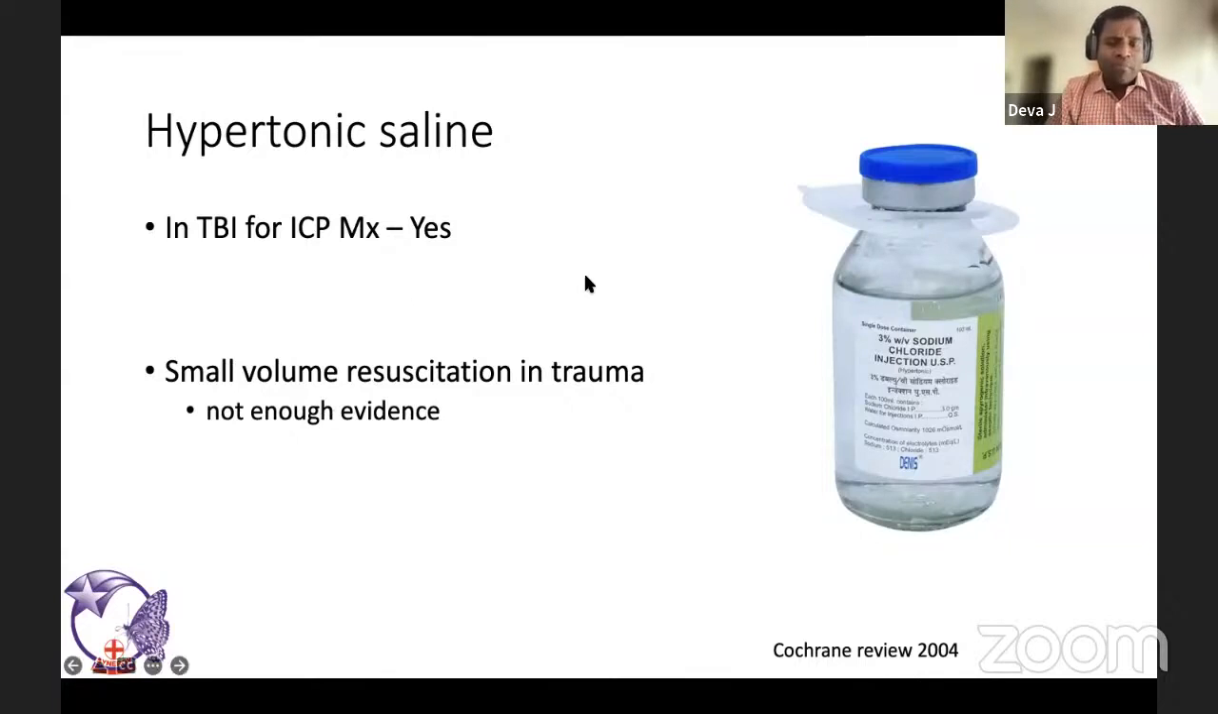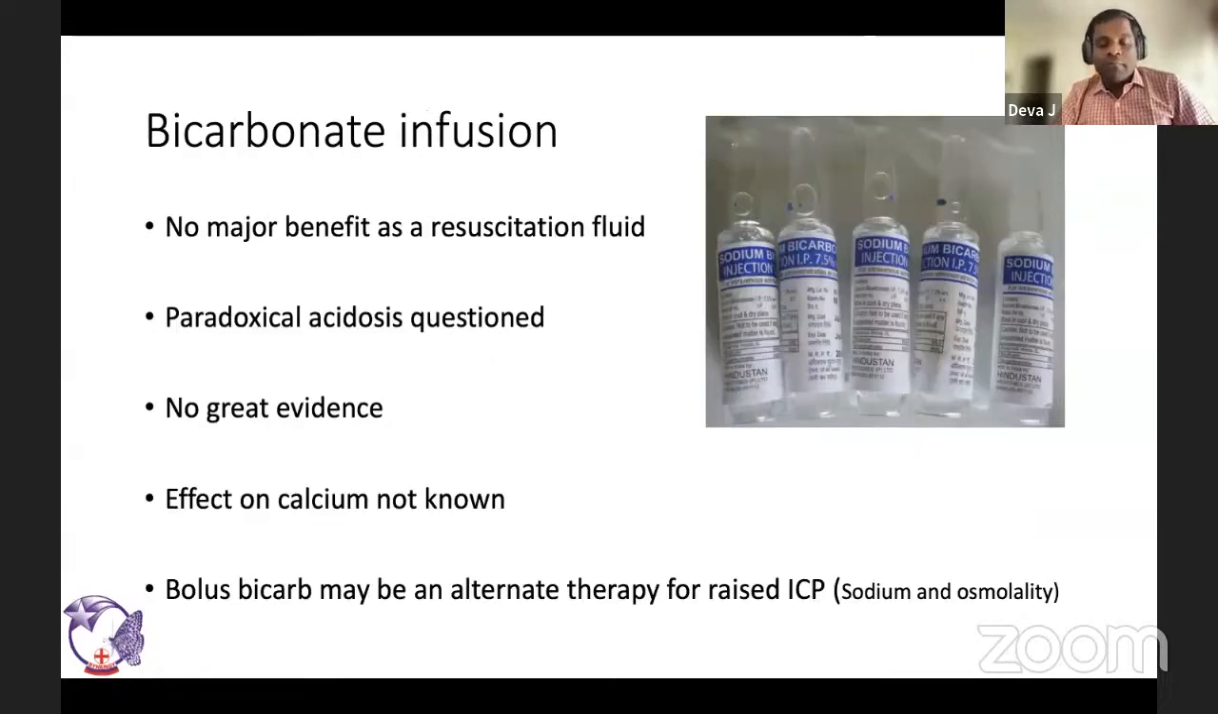So I wouldn't be using hypertonic saline as a resuscitation fluid or for the low volume resuscitation or small volume resuscitation concept. But for traumatic brain injury, yes, I will give hypertonic saline as an osmotic agent. That's different from resuscitation. I will not use it as a resuscitation fluid, but I will certainly use it as an osmotic agent in traumatic brain injury. Right. So that's about hypertonic saline.